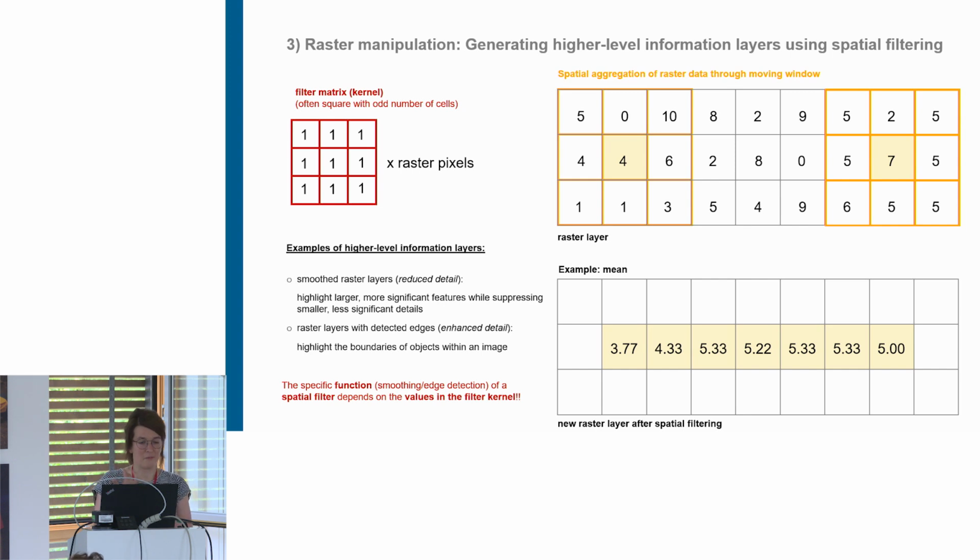Whether this filter matrix is doing smoothing or edge detection depends on the filter itself and on the values in that kernel. Here it's really simple, 1, 1, 1, but usually you have different combinations of values in that filter matrix, and you multiply them with the values in your image, and then you can do some calculations.